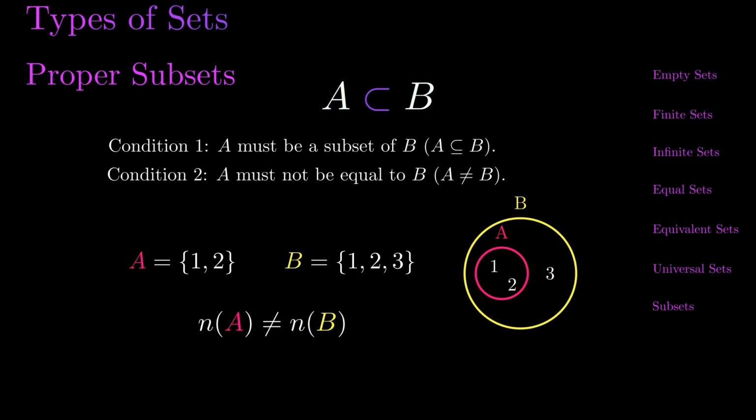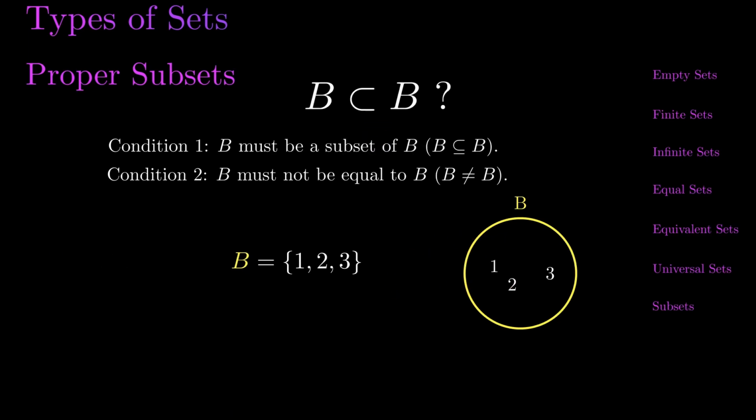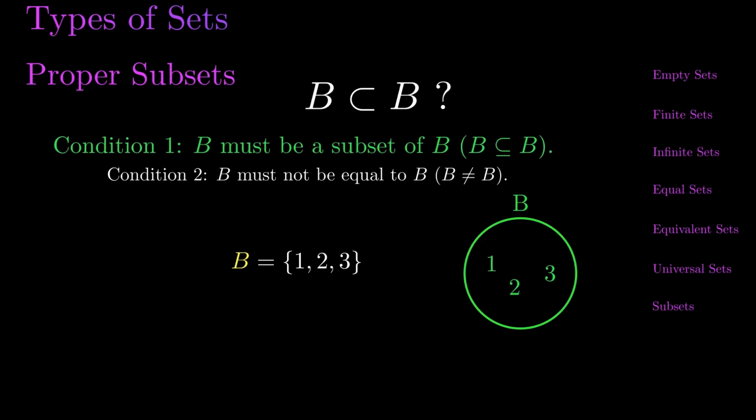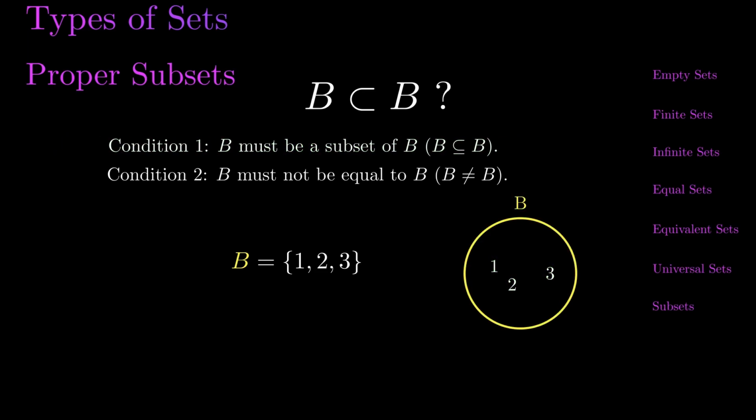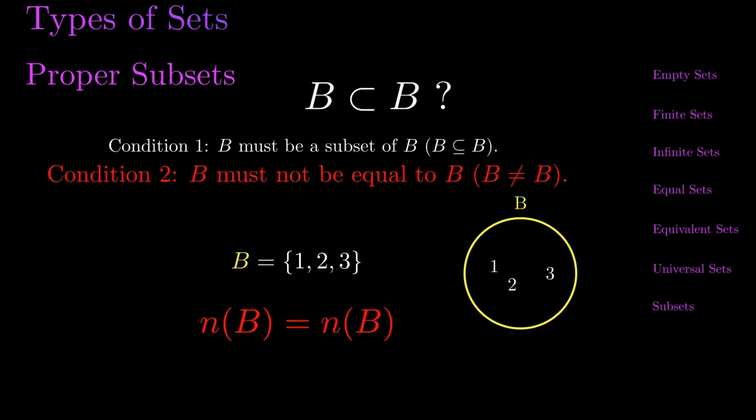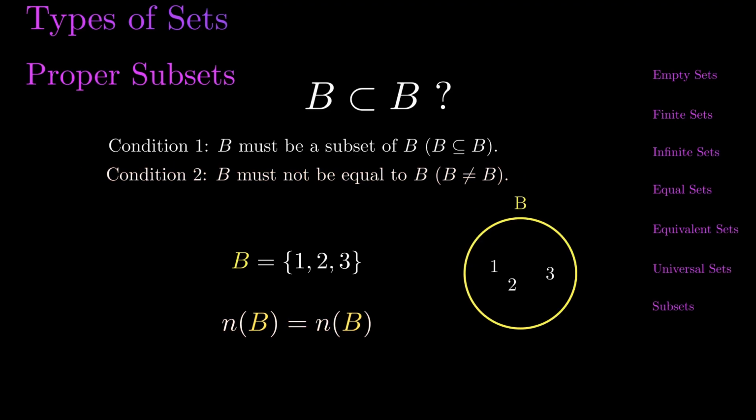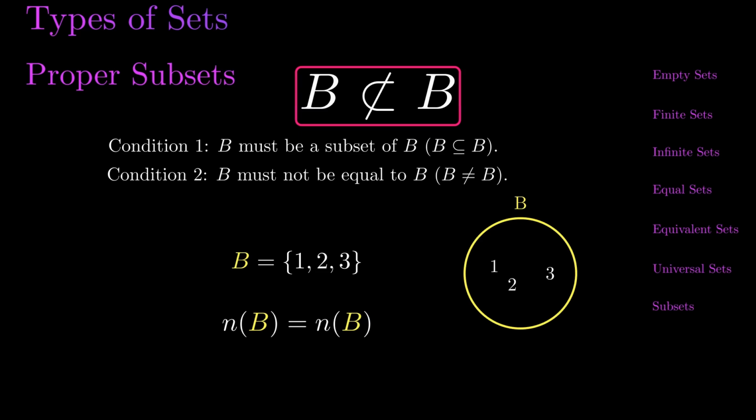Now let's look at this question, is B a proper subset of itself? Let's check. Condition 1, is B a subset of B? Yes, as we said before, every set is a subset of itself. Condition 2, is B not equal to B? This is false. B is perfectly equal to itself. Because it fails the second condition, B is not a proper subset of itself. It is just a subset, but not a proper subset.